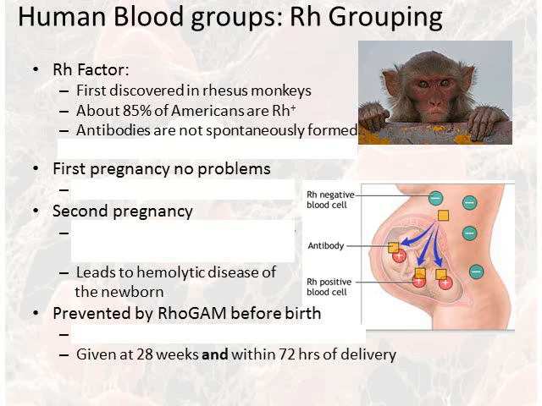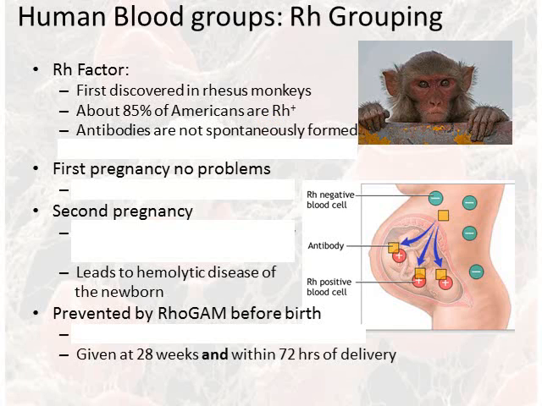Okay, so the other part of blood typing is this thing called the RH factor, RH grouping. Okay, so the RH factor was discovered first in rhesus monkeys, these little guys right here, and that's why it's called RH. Okay, so about 85% of Americans are RH positive, meaning that they have the RH antigen on their red blood cells.